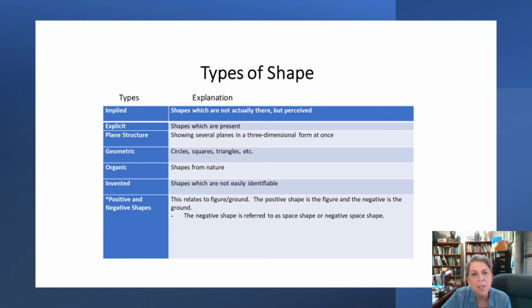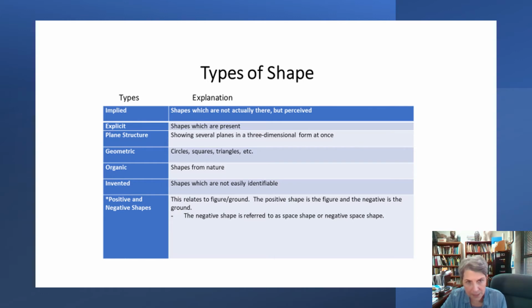Then you have these shapes that you don't know sort of what category to put them in, and we just call these sort of invented. Just a mix of maybe organic and geometric. Call them invented shapes. And then we've already talked about this. You do have positive and negative shapes. This always is relevant.